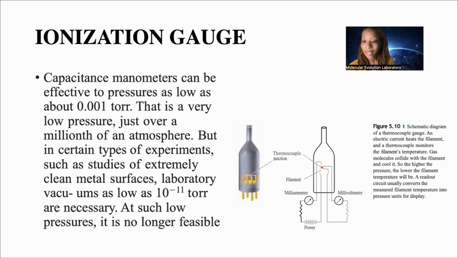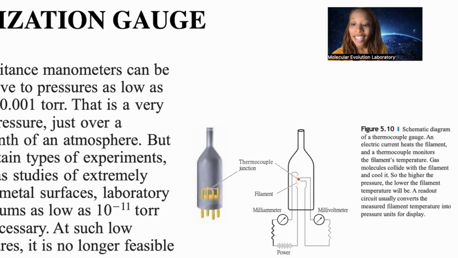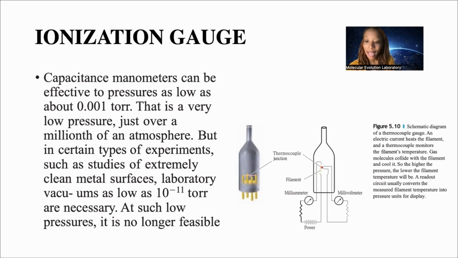So this is a schematic diagram of a thermocouple gauge. An electric current heats the filament and the thermocouple monitors the filament temperature. Gas molecules collide with the filament and cool it. So the higher the pressure, the lower the filament temperature will be. A readout circuit usually converts the measured filament temperature into pressure units for display.